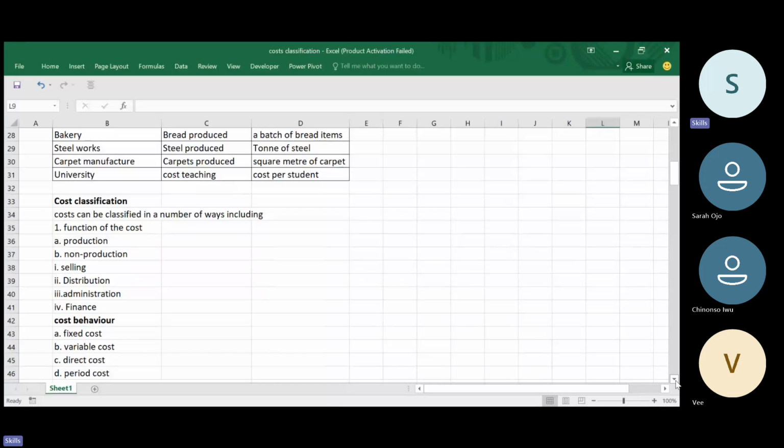If it is a cost that goes into production, you term it production cost. If it is a cost that goes into other aspects other than the direct production aspect, you can classify it as non-production. Examples are selling cost, distribution cost, administration cost, and finance cost. These are examples of non-production. But when you are dealing with direct labor and direct materials, you can refer to them as production cost.